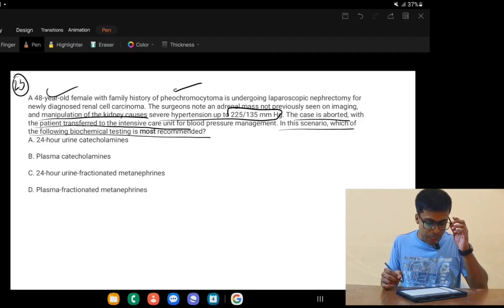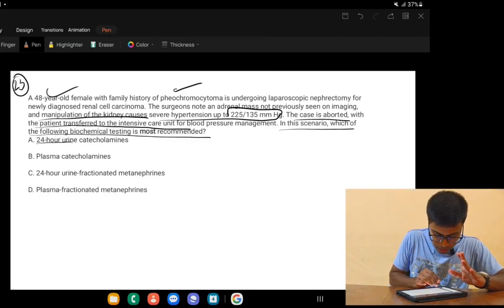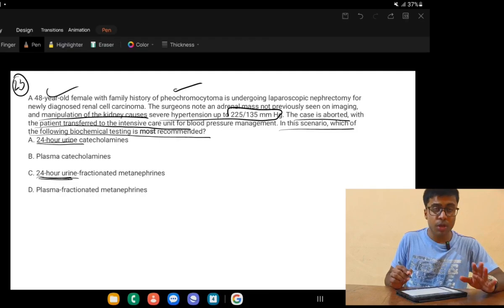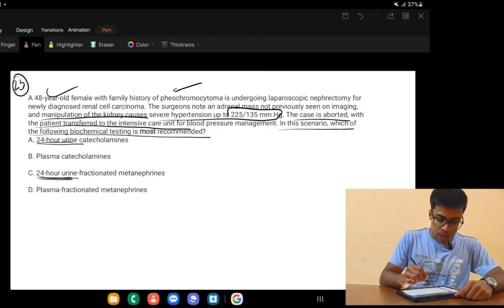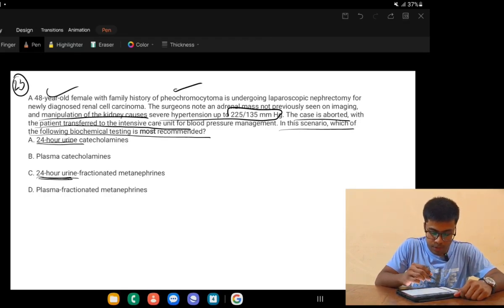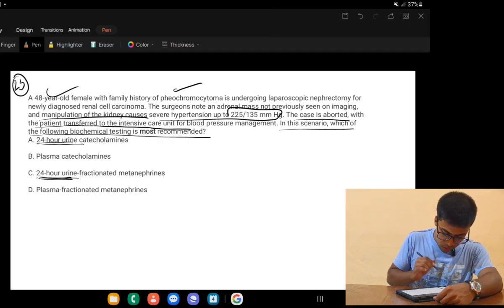In pheochromocytoma we do a 24-hour urine test, but is it catecholamines or fractionated metanephrines? It's a big confusion. In this case the blood pressure is 225/135. So you should know the concept before.